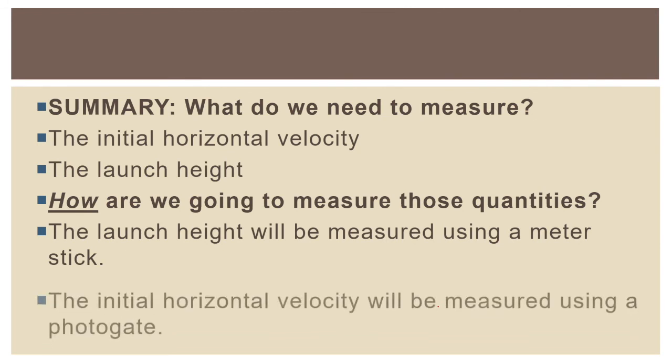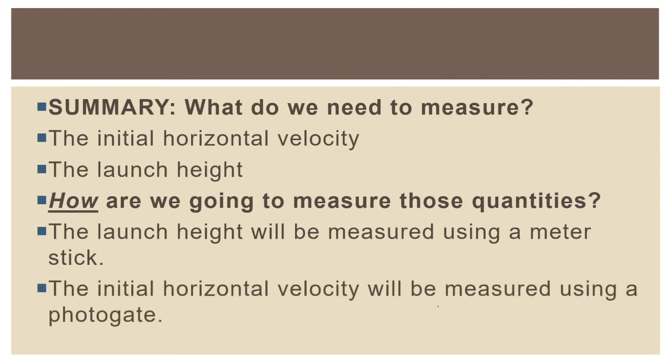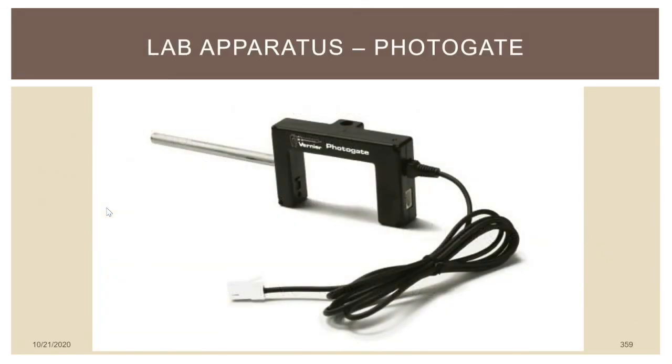What we're going to use to measure the initial horizontal velocity in this experiment is a photogate. This is the piece of equipment that we talked about when we first started talking about designing experiments for accelerated motion, when we showed a picture of the photogate. The photogate is the device that looks like this. So what I'd like to do here is go ahead and do this experiment and see how it works out. Let's go to the lab.